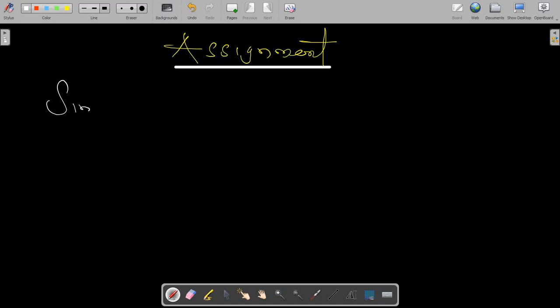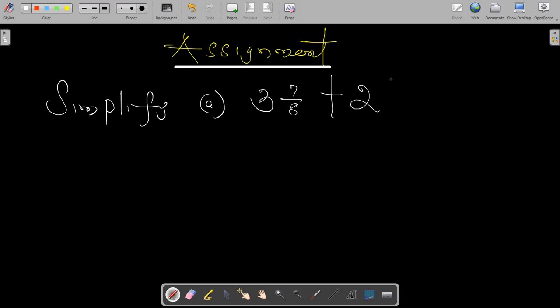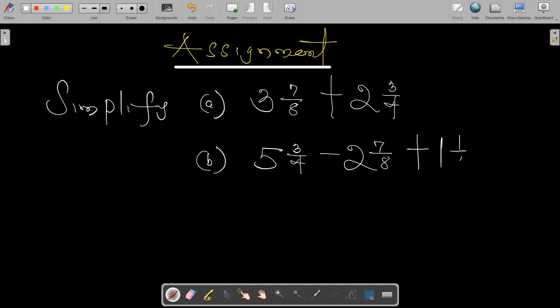Simplify. We have to simplify. The first question we are given: 3 whole number 7 over 8 plus 2 whole number 3 over 4. Now the B question, I would like to see your answers. This is 5 whole number 3 over 4, minus 2 whole number 7 over 8, then add 1 whole number 1 over 2.